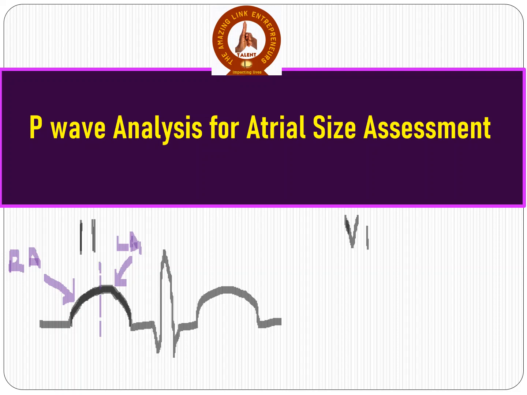The second aspect that we consider is the duration of the P wave. We analyze this duration from the onset of the P wave to the end of the P wave. So that is the duration, and this duration should be less than 0.12 seconds. Normal P wave duration is less than 0.12 seconds in lead 2.